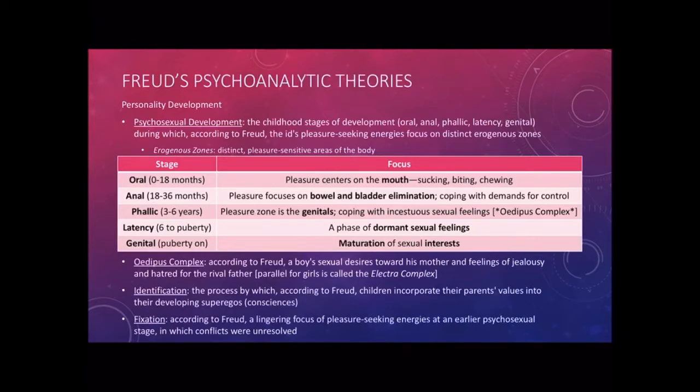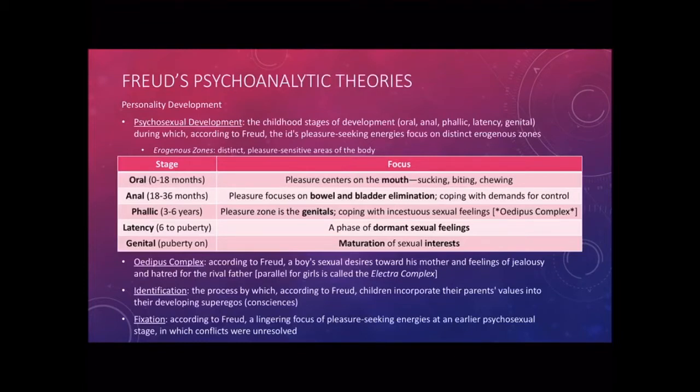And then identification is kind of just how you're going to build your superego, how you build your conscience. Identification is essentially identifying values of your parents as you're growing up and then incorporating those values into your conscience. So this is how you build your superego. And then fixation, this is kind of the main part of understanding for the psychosexual stages.